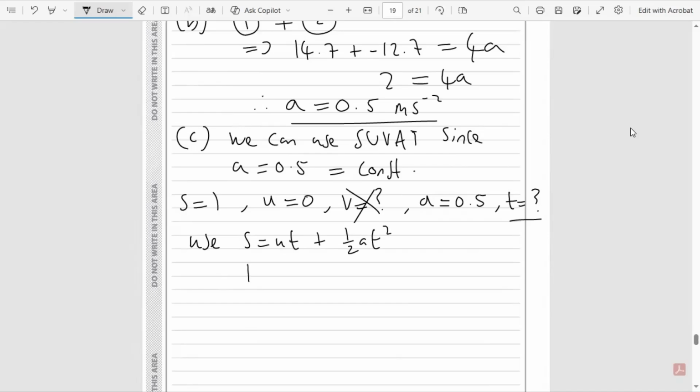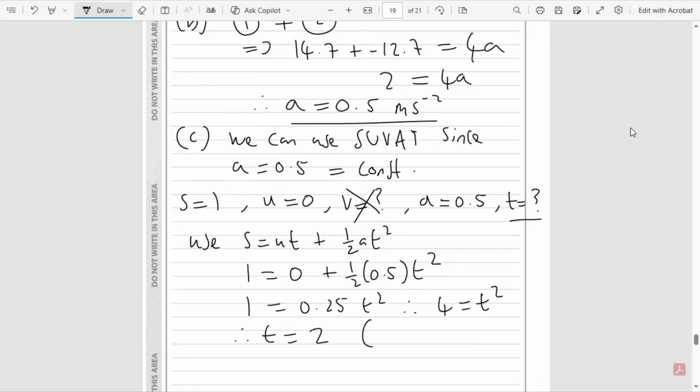So S is 1, which is equal to 0 times t, so 0, and then plus a half of 0.5 and then t squared. So we have 1 is equal to half of 0.5, so 0.25 t squared. Therefore, 1 divided by 0.25 is going to be 4, so 4 is equal to t squared. Therefore, t must be equal to 2. I mean, obviously, t can't be negative. It can't have a negative time. Obviously, t doesn't equal -2 in this case. So the time is 2 seconds, and that's our answer to part C.